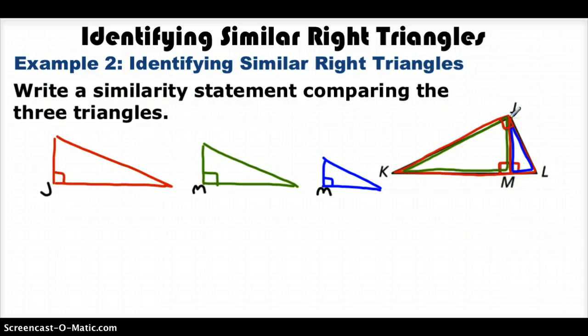The next thing that I find to be easy is to find the shorter side. Remember, for the larger triangle, it looks like JL is going to be shorter than JK. So I'm going to put L here and then K here. For my green triangle, it looks like JM is going to be shorter than JK.